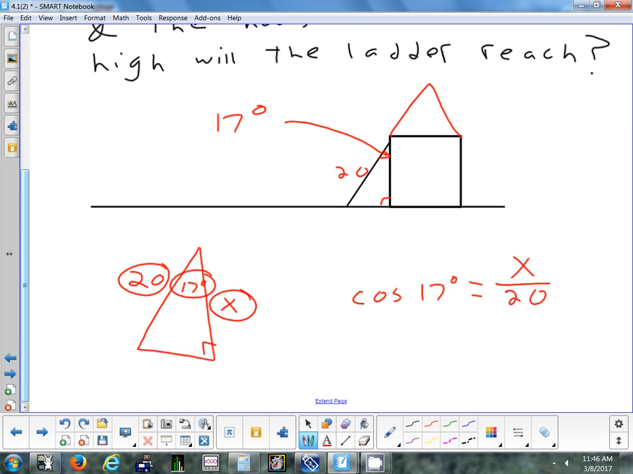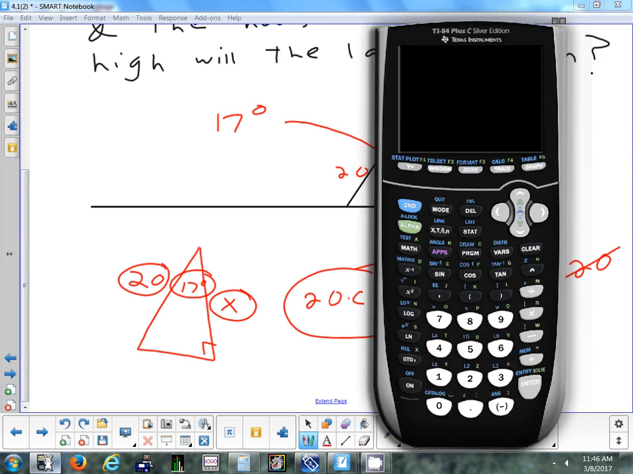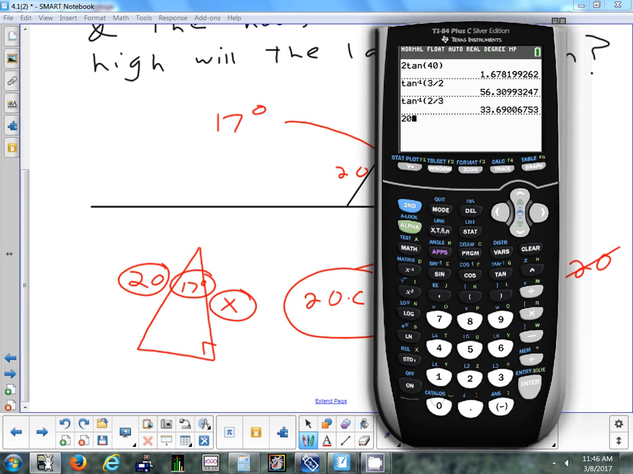Riley, how do I get x by itself? Multiply each side by 20. Multiply by 20. Type that in on the calculator. And that's how high the ladder will reach. So it's 20 cosine 17. 19 point, let's say about 19.13 feet.